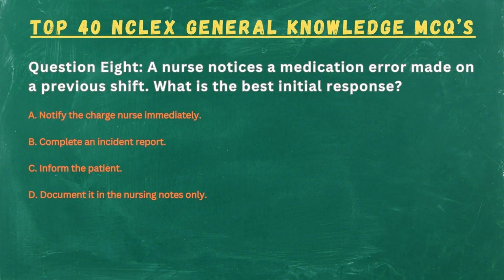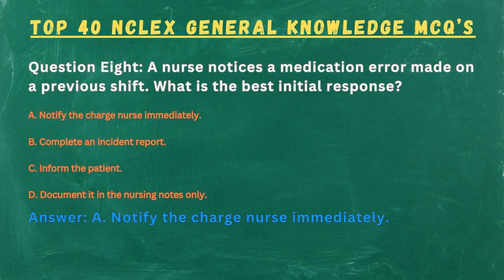Question 8. A nurse notices a medication error made on a previous shift. What is the best initial response? A. Notify the charge nurse immediately. B. Complete an incident report. C. Inform the patient. D. Document it in the nursing notes only. Answer. A. Notify the charge nurse immediately.